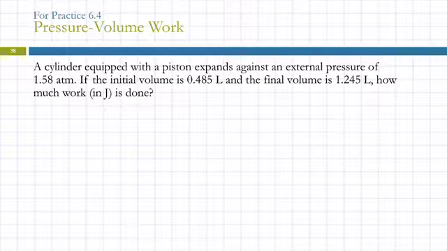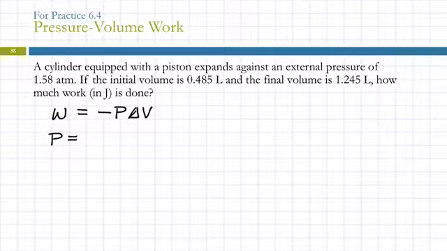Another problem. A cylinder equipped with a piston expands against an external pressure of 1.58 atmospheres. If the initial volume is 0.485 liters and the final volume is 1.245 liters, how much work in joules is done? So they're asking us about work, right? How much work is done? Well, the only equation we have for work is negative the pressure times the change in the volume. Well, do we know what the pressure is? Yeah, it says it's 1.58 atmospheres.